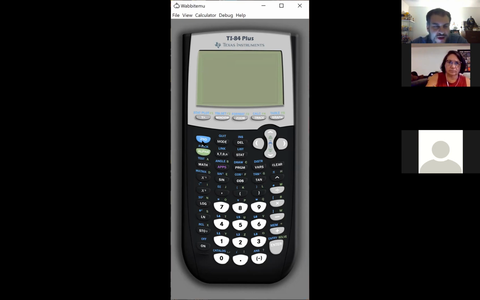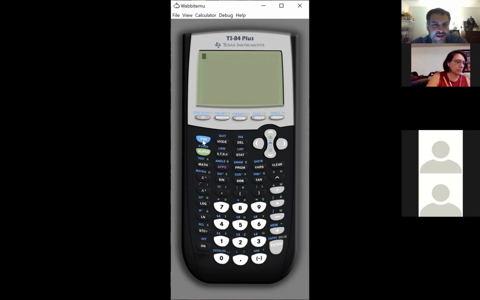All right, all you have to do, you want to hit the second button, which is the bright blue one on mine. Then look at the button that says x square. The x square is right above the log button. So you hit x square, and now I get the radical. Then you go 3, 2, then press the enter button. And there you go. So you get 5.65, which we rounded to 5.7.